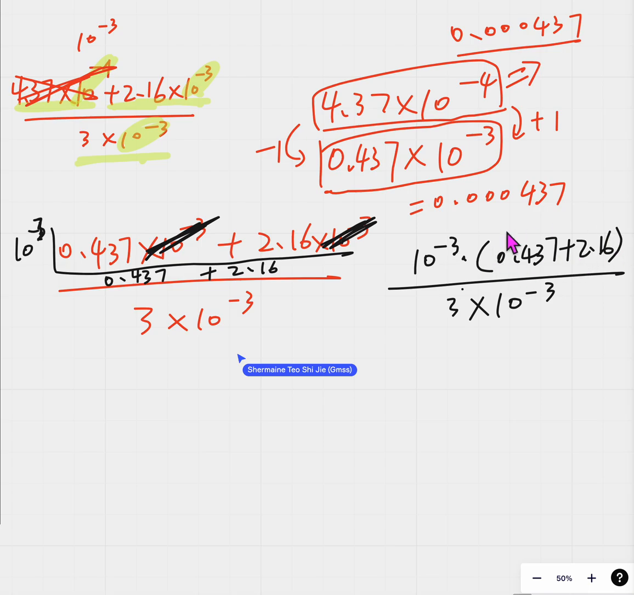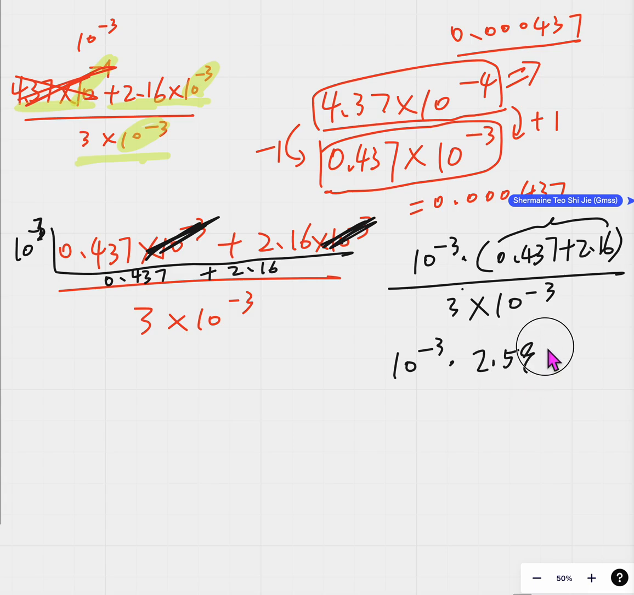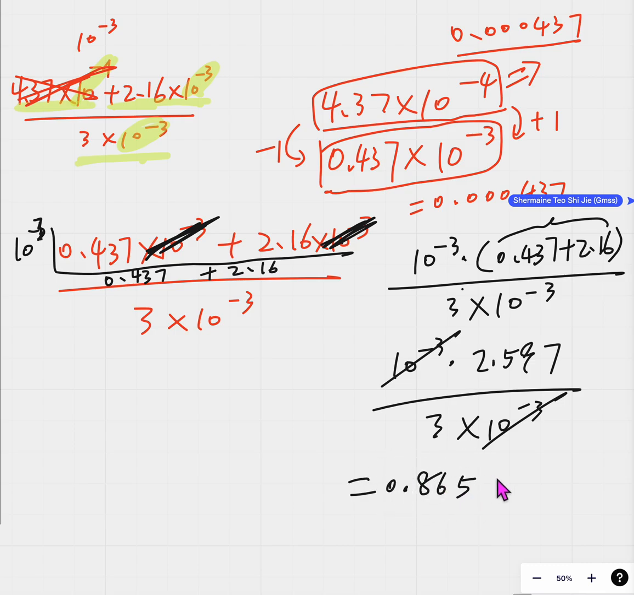Can you help me out with the sum here? So it's 10 to the power negative 3 times what? Give me the sum here. Use your calculator. What's the answer? Should be 2.597. Very good. Then below is 3 times 10 to the power negative 3. Can you see both 10 to the power negative 3? Can you see you can cancel? Then after that, you just use your calculator. Can you help me out? 2.597 divided by 3. What's the answer? It should be 0.8656666. Continue.